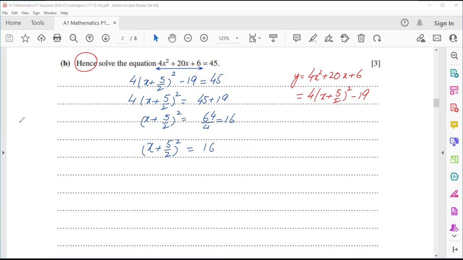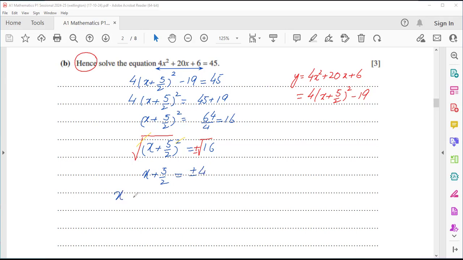You have to take the square root on both sides because you need the value of x. Square root on this side and square root on this side. On one of these sides you have to put the plus minus sign, and usually you put the plus minus sign on that side where you have no x. Now you have x plus 5 by 2, because the square is cancelled by the square root sign, is equal to plus minus 4.